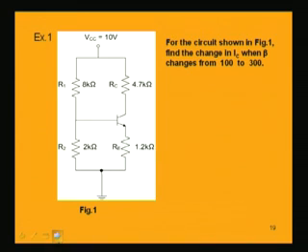So, now let us try one example. In this potential divider circuit biasing scheme, we have to find out the change in the collector current IC when beta changes from 100 to 300. That is, in one case beta is 100 and in the other case beta is 300. So, we have to see what will be the change in the current IC.